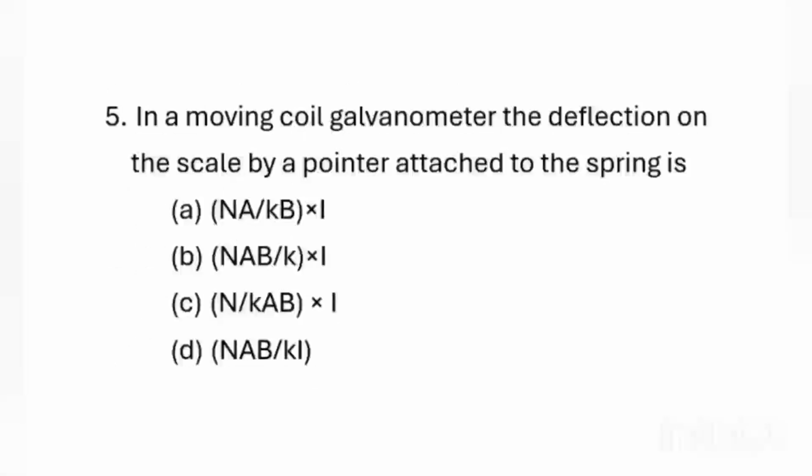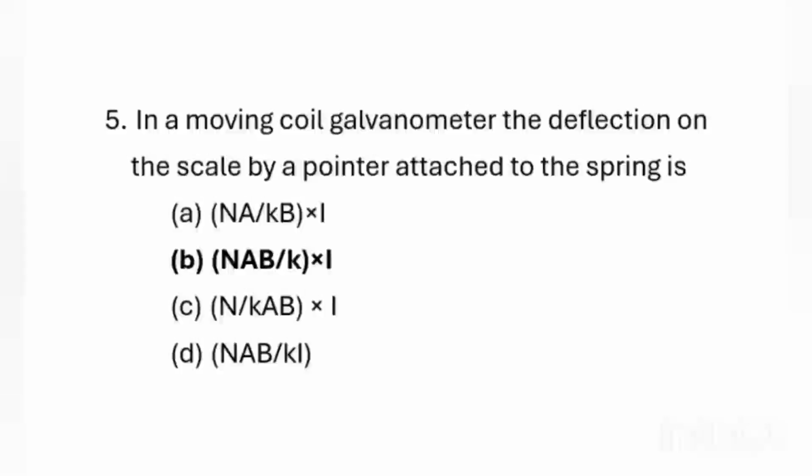Question number 5. In a moving coil galvanometer, the deflection on the scale by a pointer attached to the spring is option A, NA by KB into I, option B, NAB by K into I, option C, N by KAB into I, option D, NAB by KI. Here the correct answer is option B, NAB by K into I.